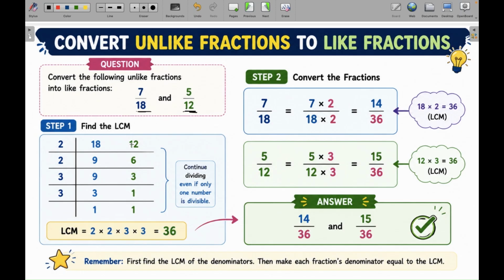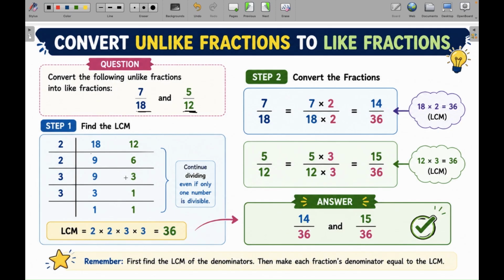So 18 and 12, I have it here. What I'll do is start with the smallest prime number and divide these numbers. So 2 9s are 18 and 2 6s are 12. Then again we'll check if any of these numbers are divisible by 2. 6 is divisible by 2, 9 is not. So when we divide, we write 9 as it is because it is not divisible, and we divide 6. So 2 times 3 is 6.